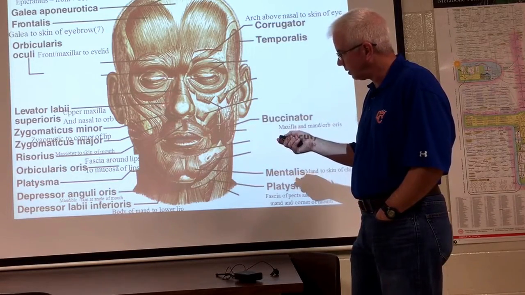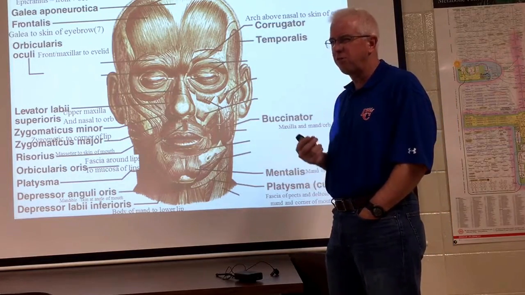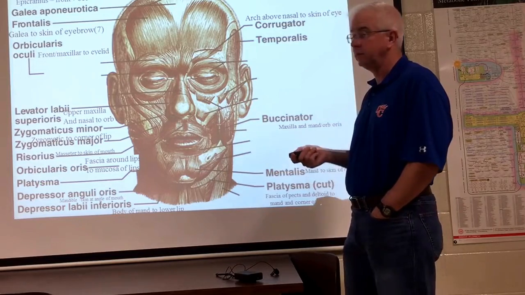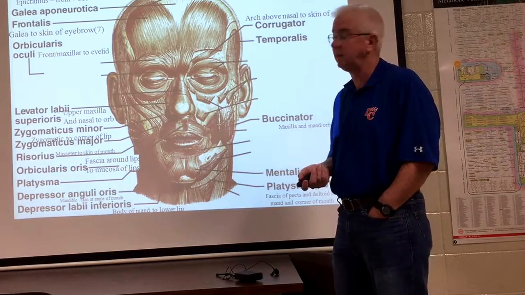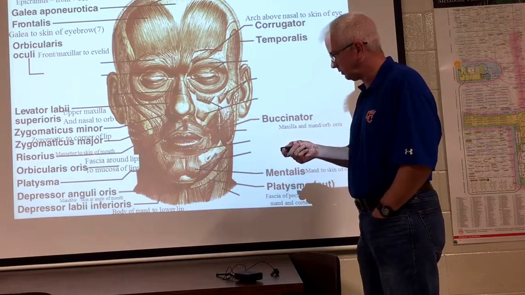So from the levator labii superioris to the minor to the major, the next muscle is normally a very small, thin muscle, not a very powerful muscle. The zygomaticus fibers are normally more substantial than these. The risorius muscle attaches to the masseter and the skin of the mouth.